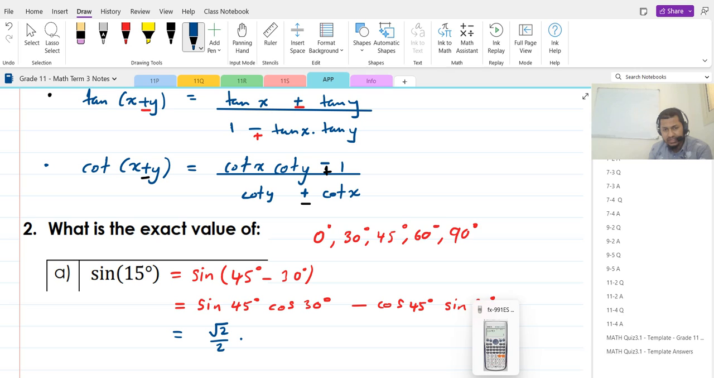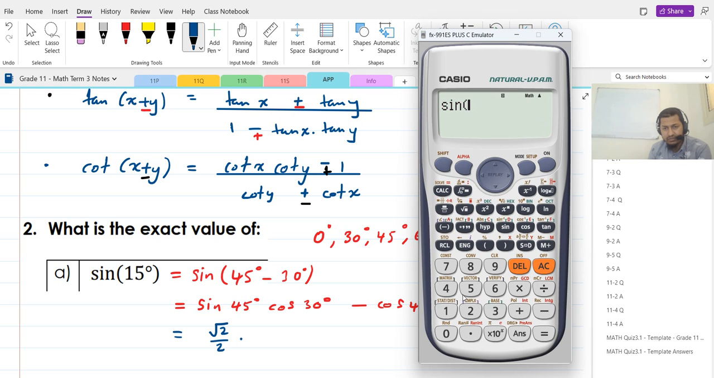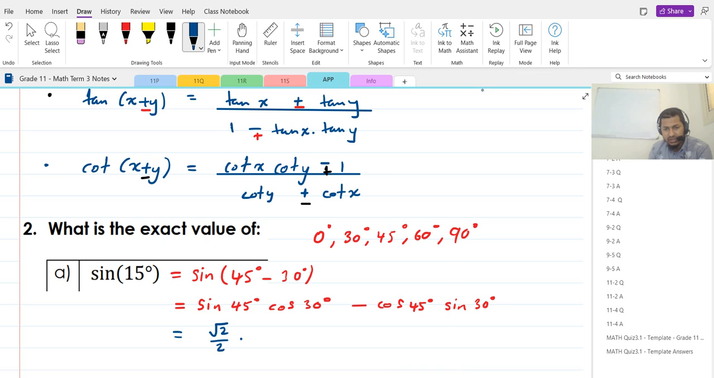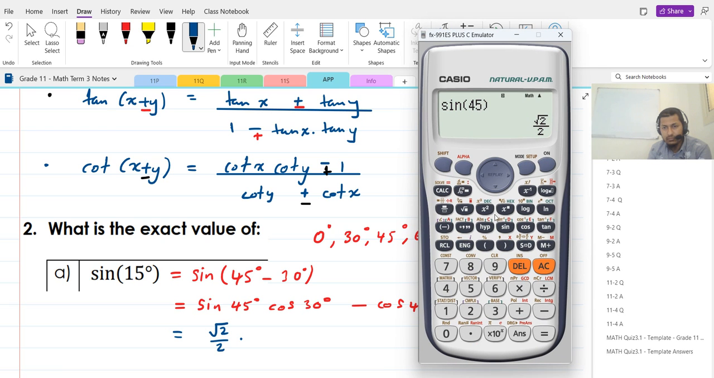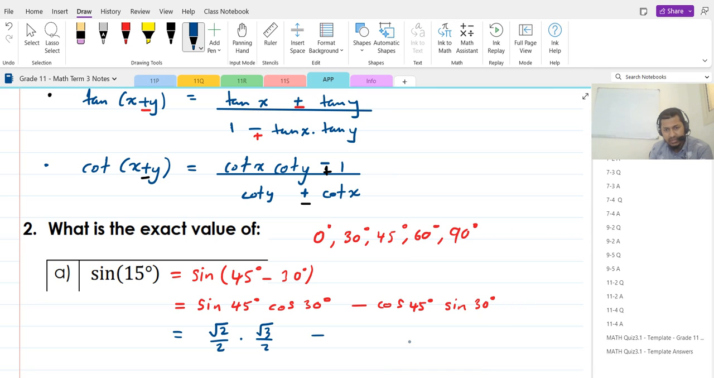Or if I use a calculator, I'll get the same. Alright, so sine 45, see, I've got root 2 over 2. If you try cos 30, cos of 30, you'll get root 3 over 2 minus cos 45 is root 2 over 2, and sine 30 is half. That's a famous one, right?